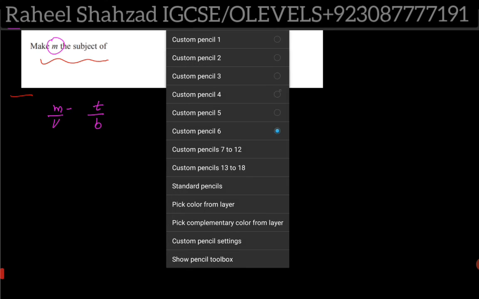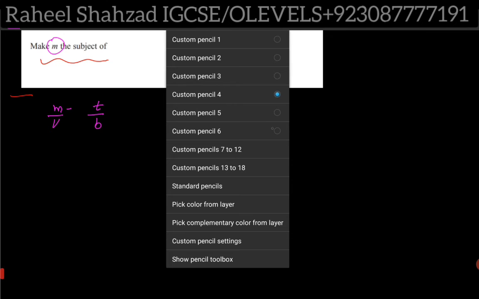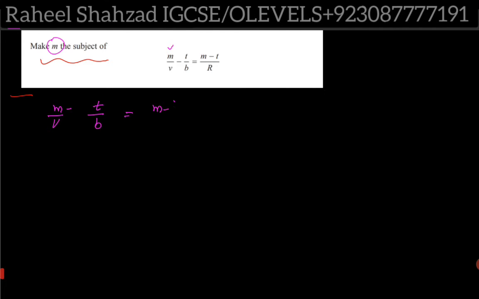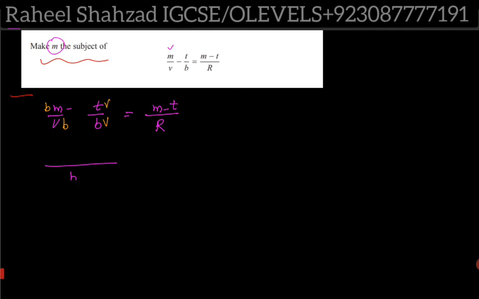Our first approach is to make denominators the same. On the left hand side, it's equal to m minus t divided by r. Okay, so what you're going to do first of all is make the denominators on the left hand side the same. So we can multiply with b and we can multiply with v. Okay, yes, now we can subtract, it's bv, and this is equal to bm minus tv is equal to m minus t upon r.